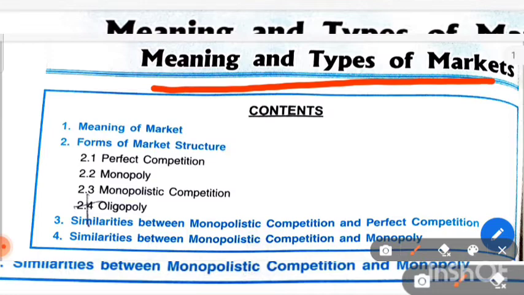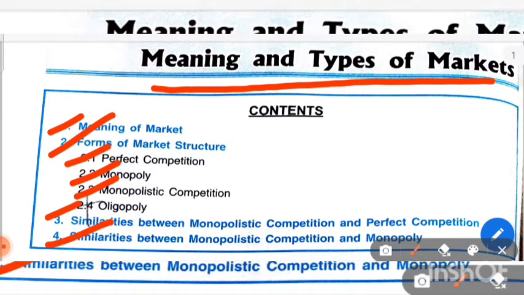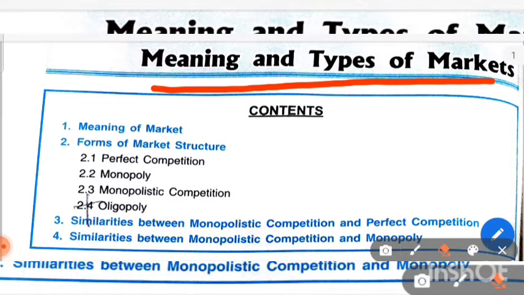Now first we'll discuss the syllabus. Your syllabus is meaning of market and forms of market. In these forms you have to do perfect competition, monopoly, and monopolistic competition, and also similarities between monopolistic and perfect competition, and similarities between monopolistic competition and monopoly. So these are the points which you have to study. With this you can know that only oligopoly is cancelled according to the new syllabus. The other points are there in the new syllabus. So let's start the discussion.